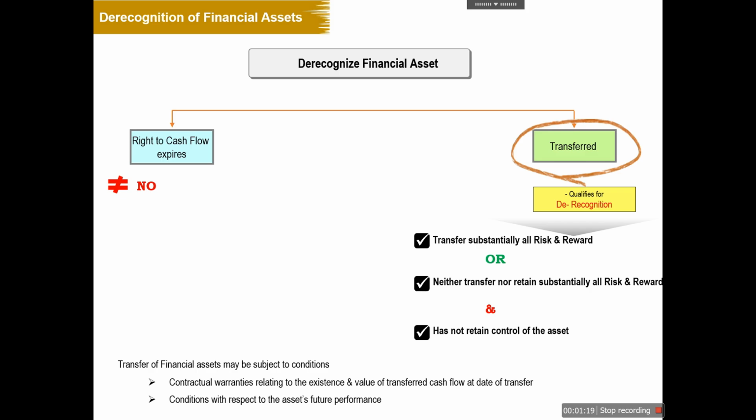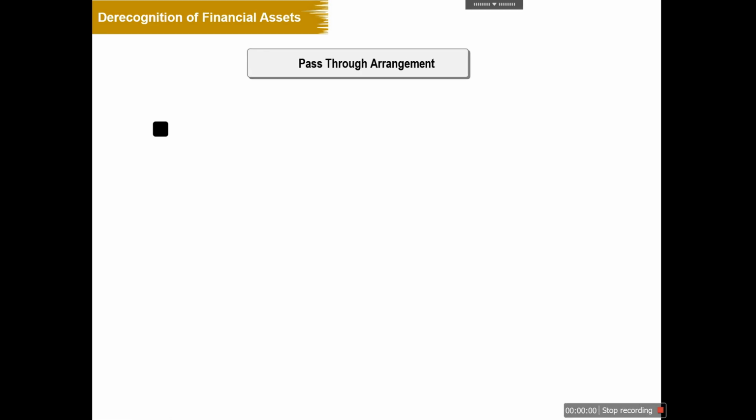Another case may be conditions with respect to the asset's future performance. For example, warranties that all repayments will be made when due. So, if the right to cash flow has not expired, but the asset has been transferred, subject to all these conditions, then we can only derecognize the financial asset.